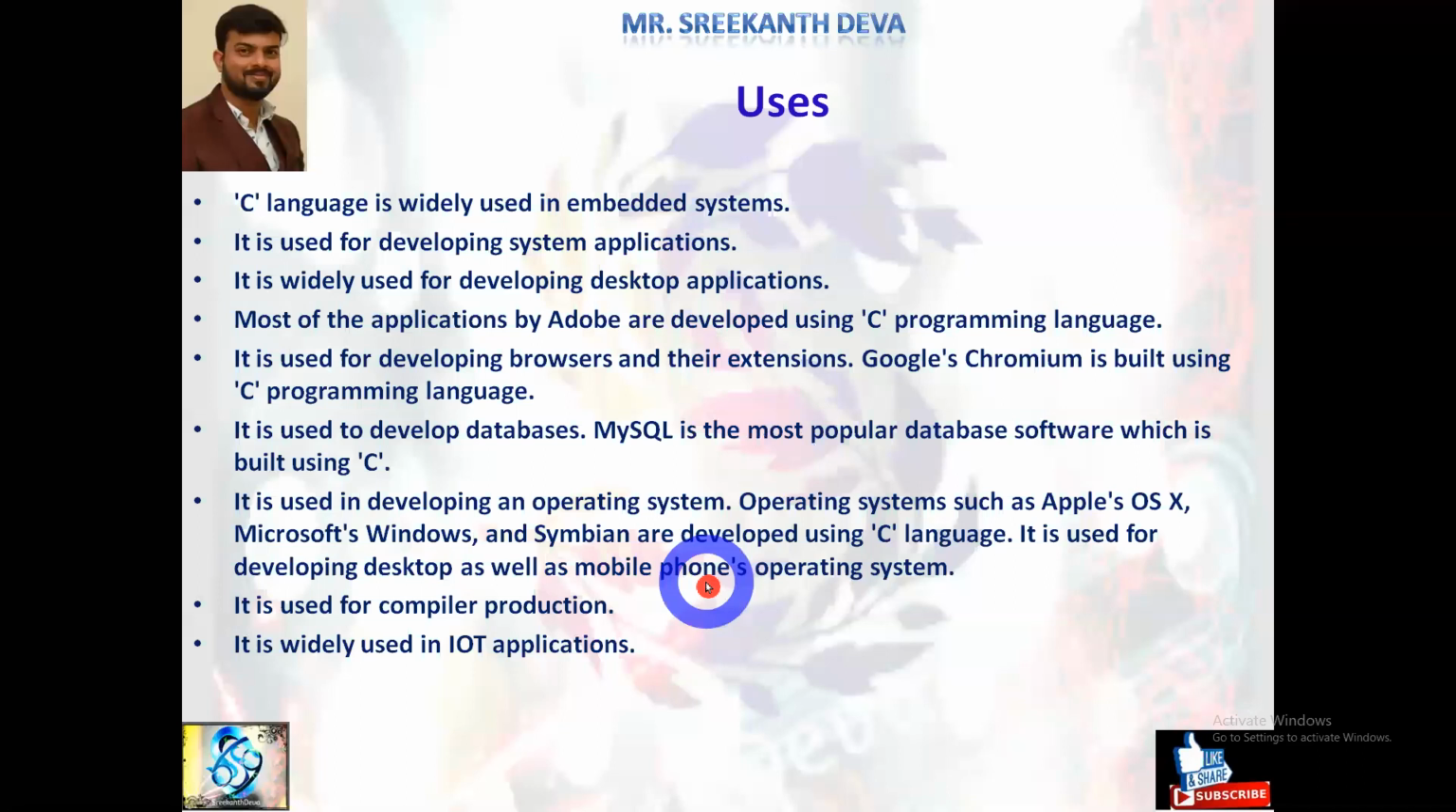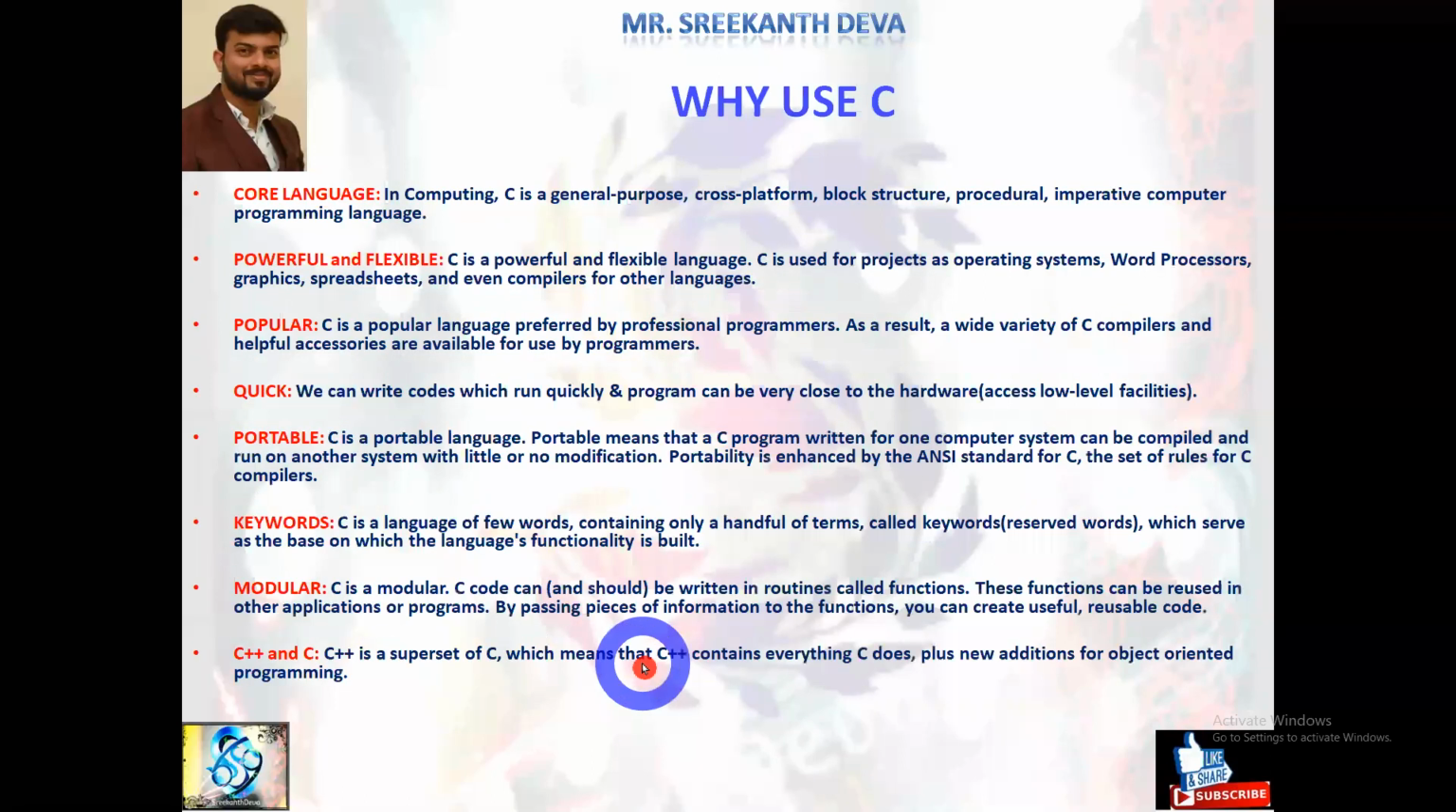It is also used for compiler production. For high level programming languages, they use compilers, right? Using C language, such compilers for high level programming languages are developed. Compilers are also developed with the help of the C programming language. It is widely used in IoT applications, the Internet of Things, and those applications are also developed using the C programming language.